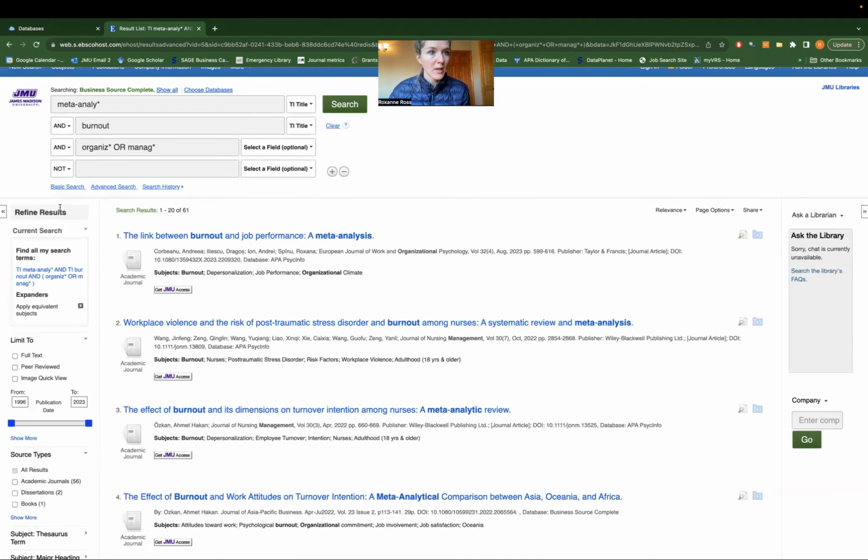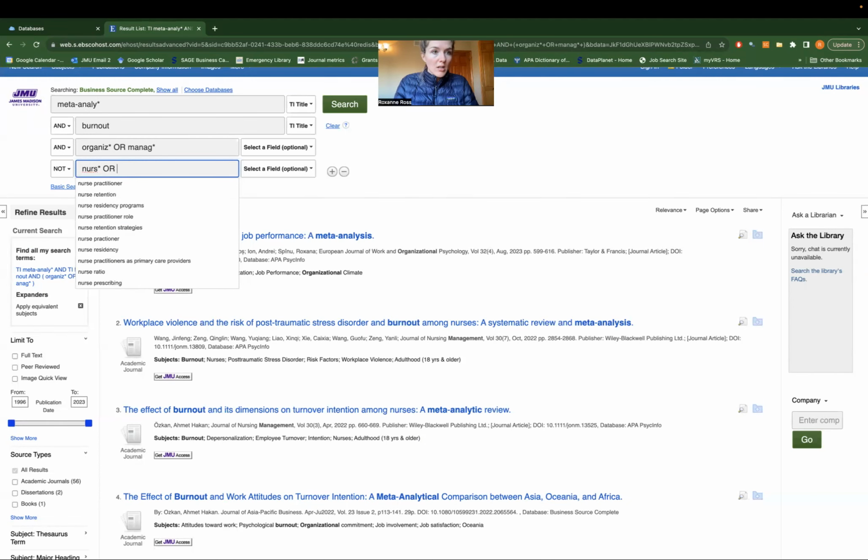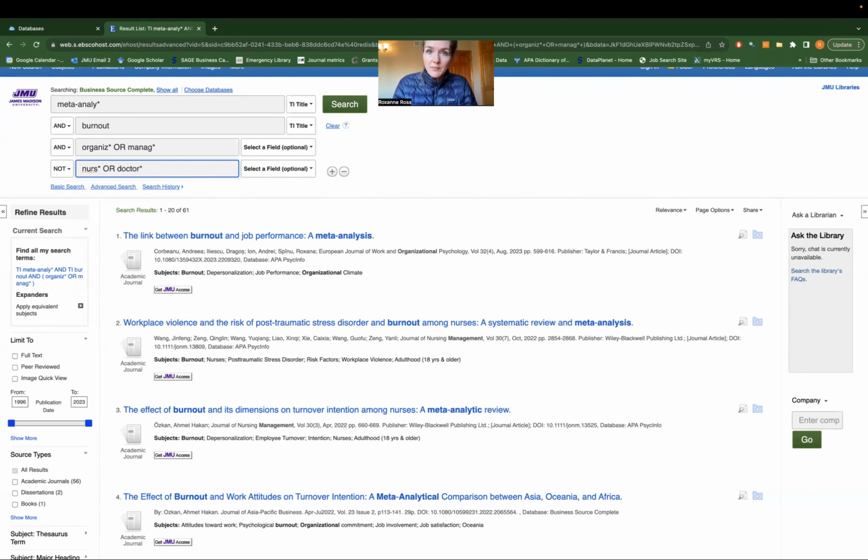One thing we could do is say no nurse. And we'll do the asterisks again, because it could be nursing, it could be nurses, it could be nurse, or doctor, or student, just for good measure. Perfect. So as you see, we're excluding those special populations that are not related to our research question.